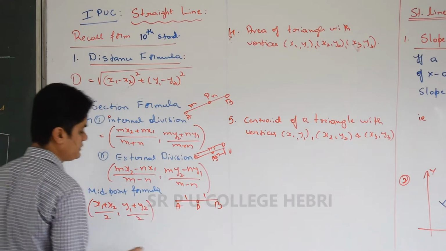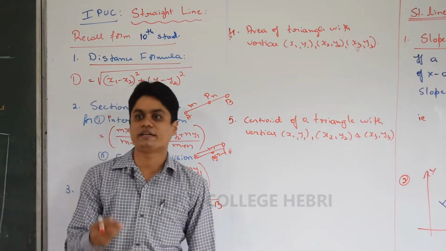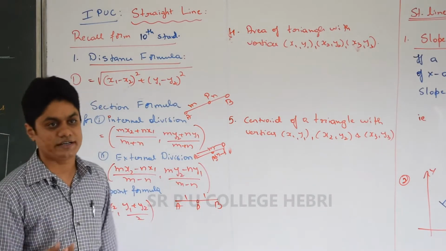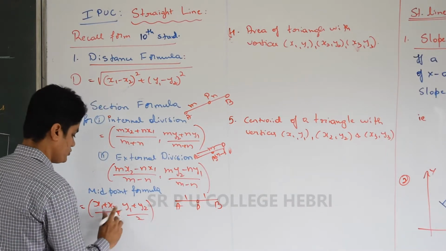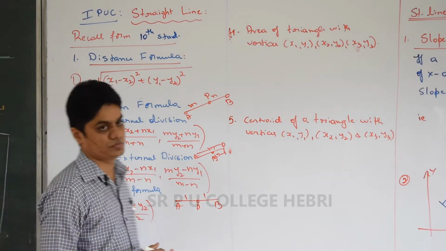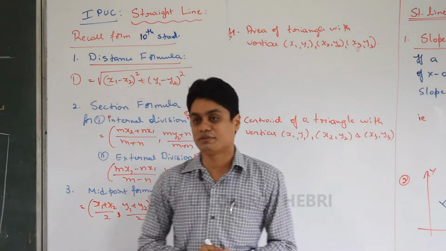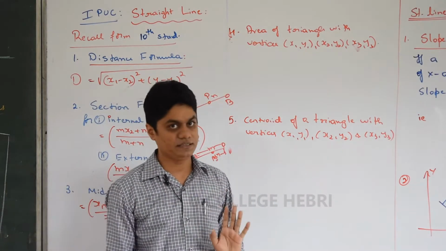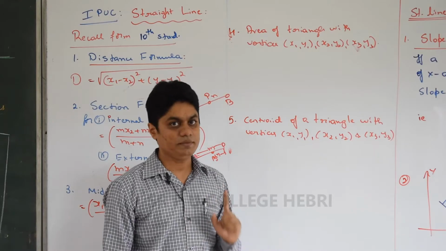What is x1, y1? It is the coordinates of point A, and x2, y2 are the coordinates of point B, okay. So the midpoint formula is (x1 plus x2) by 2, comma (y1 plus y2) by 2. I'm just recalling, please remember that.